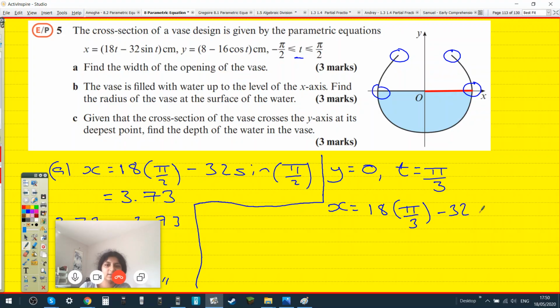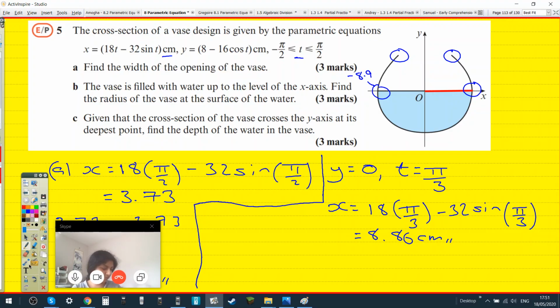Minus 8.9. So I believe that's what it's given us there. This coordinate is minus 8.9, so the radius is 8.9 centimeters. Is it 8.90 to 3 sig fig? 8.86 centimeters. Okay, and C. For that one you have to find when x is equal to 0. Correct.